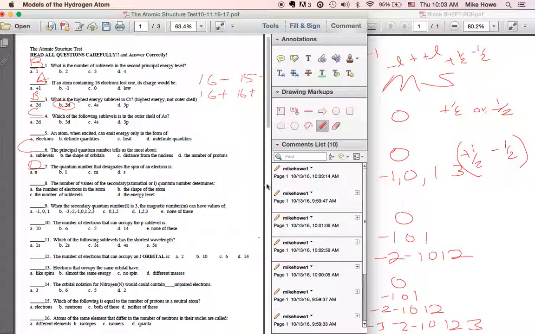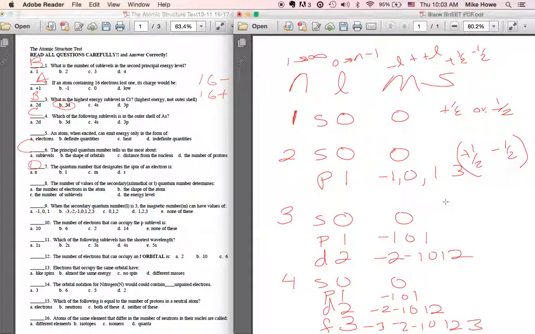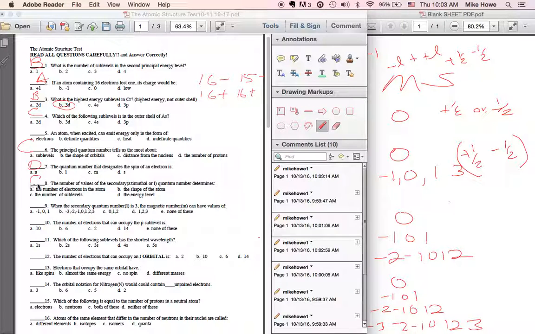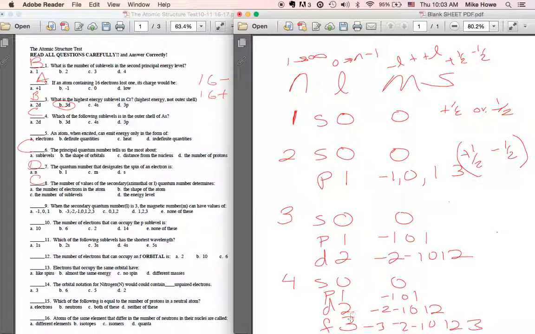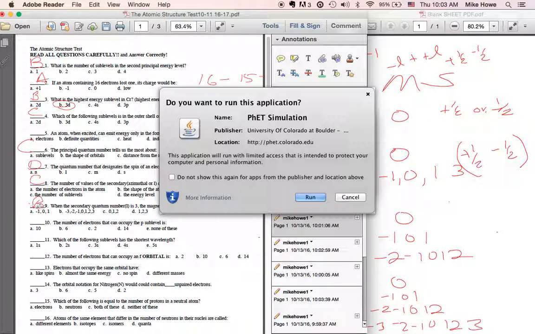Okay, the azimuthal quantum number is L. And so we look over here, the number of values of L gives us the number of sublevels. So if L had 2 values, there are 2 sublevels. If L had 3 values, there are 3 sublevels. So that would be the number of sublevels, C. All right, when the secondary quantum number L is 3, the magnetic quantum number m could be all these values, negative 3 to positive 3, so that'd be B.